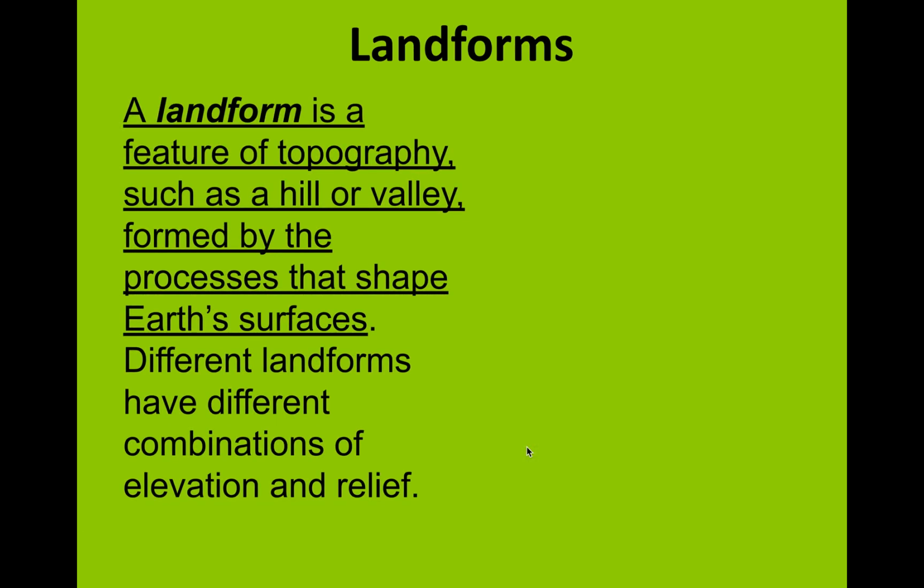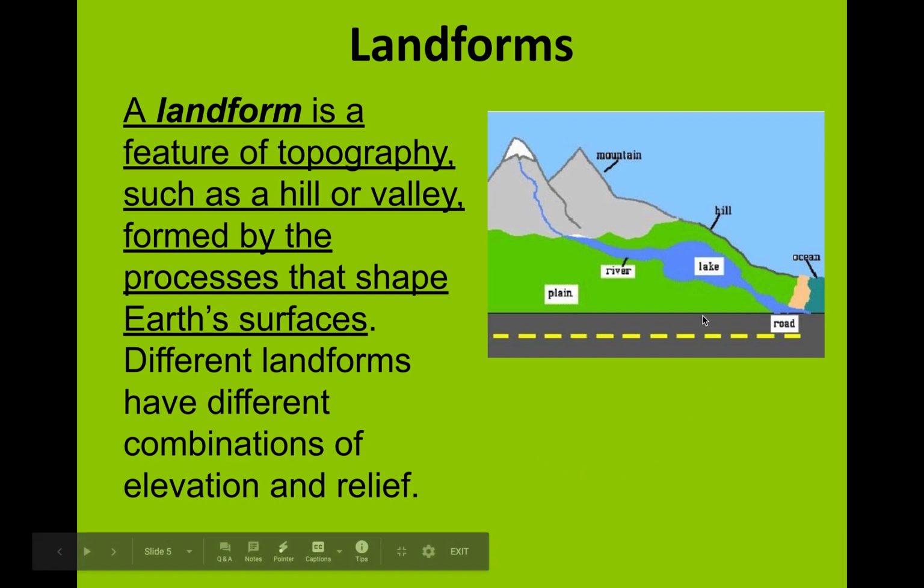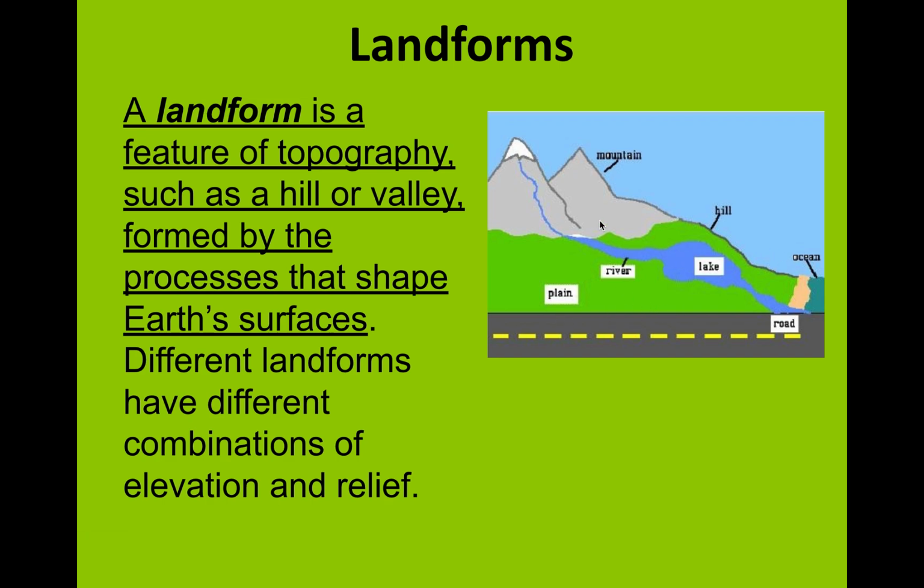Landforms. A landform is a feature of topography, such as a hill or valley, formed by the processes that shape Earth's surface. Different landforms have different combinations of elevation and relief. So we have mountains, hills, oceans, plains, rivers, lakes, and then the road. So these are all different types of landforms.